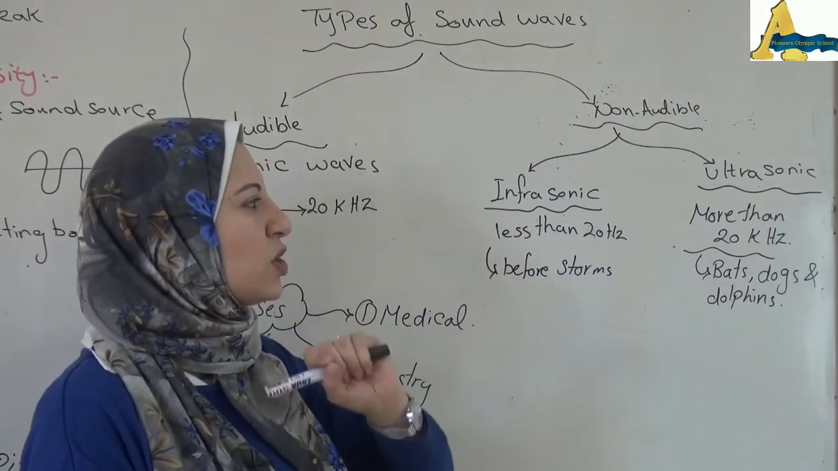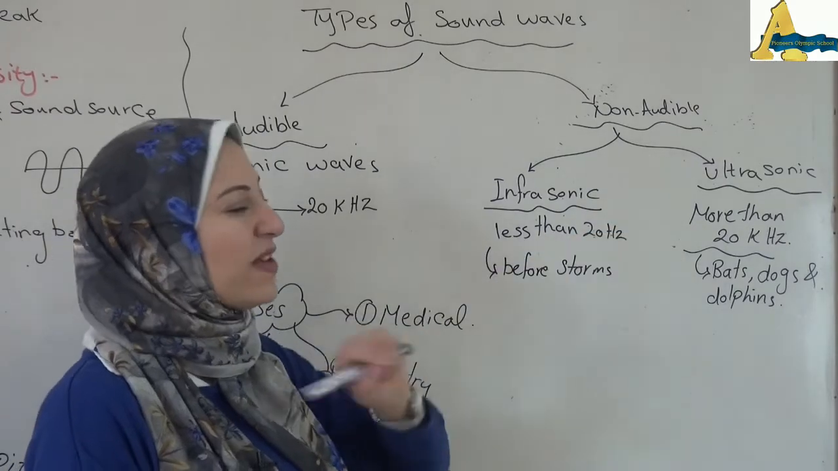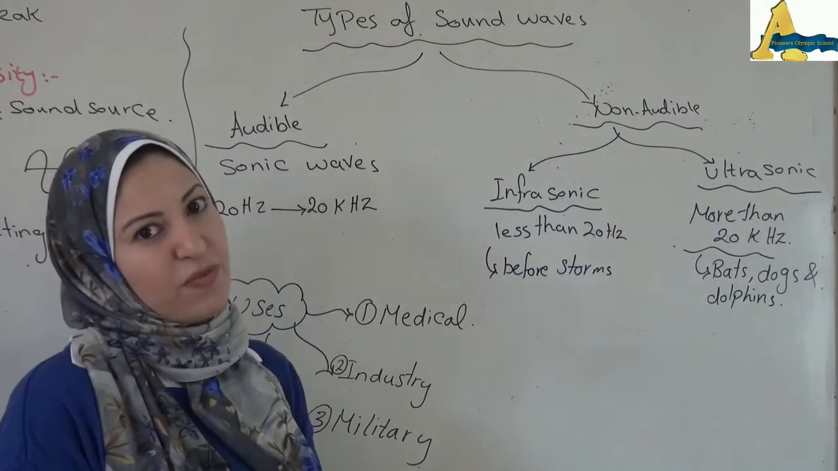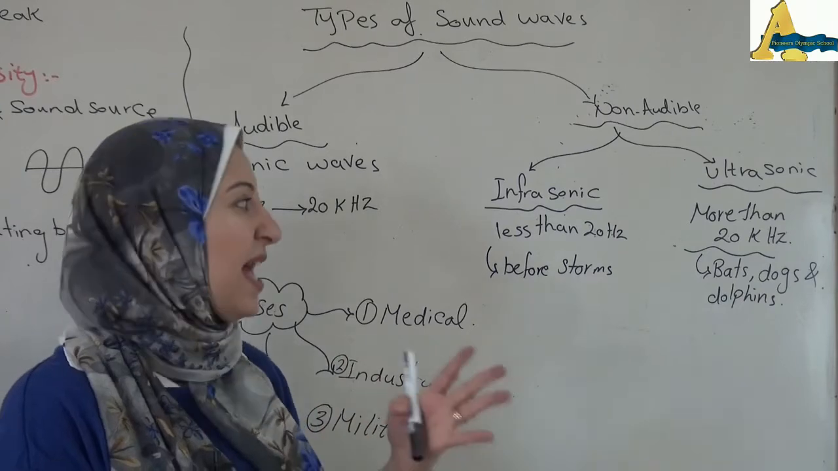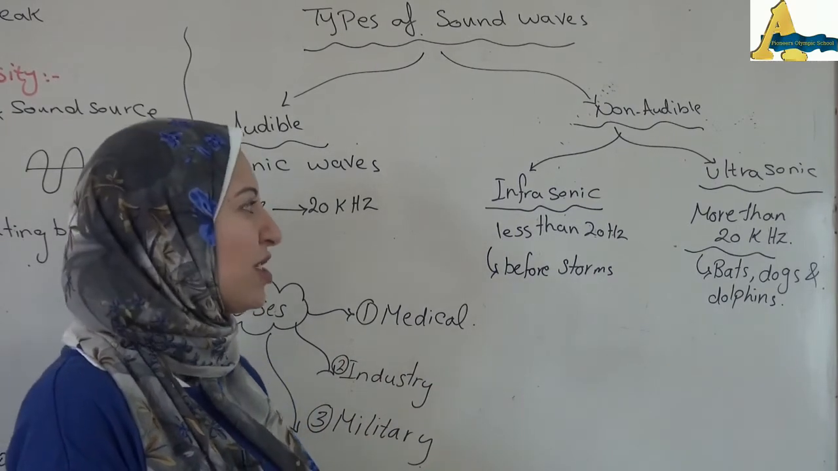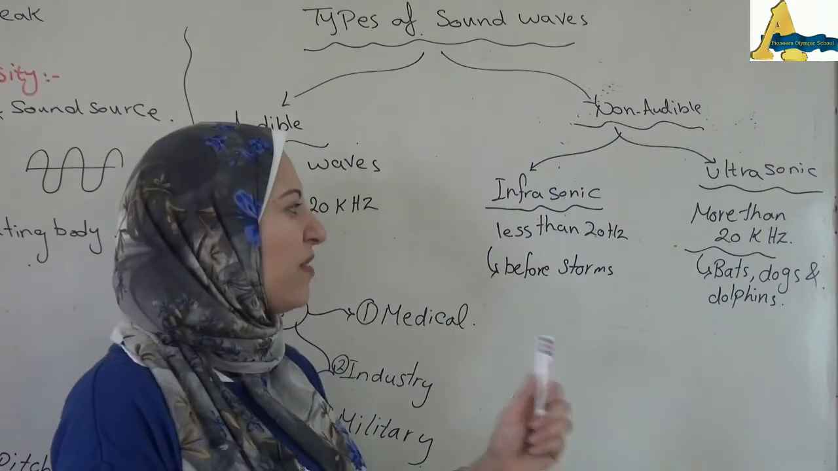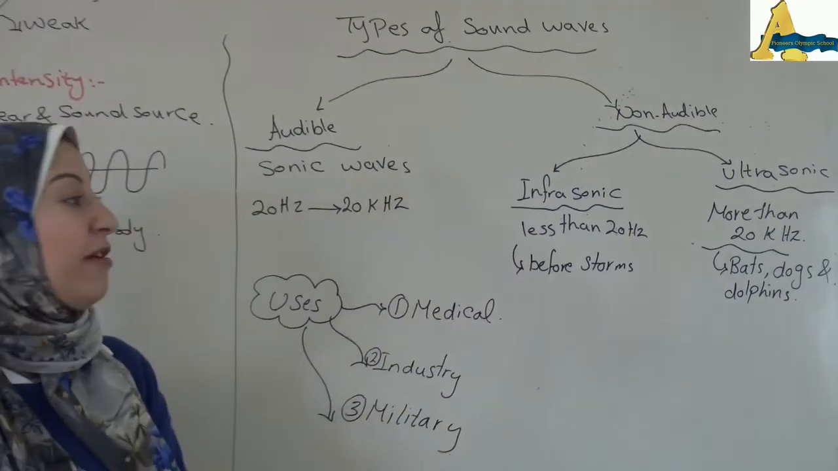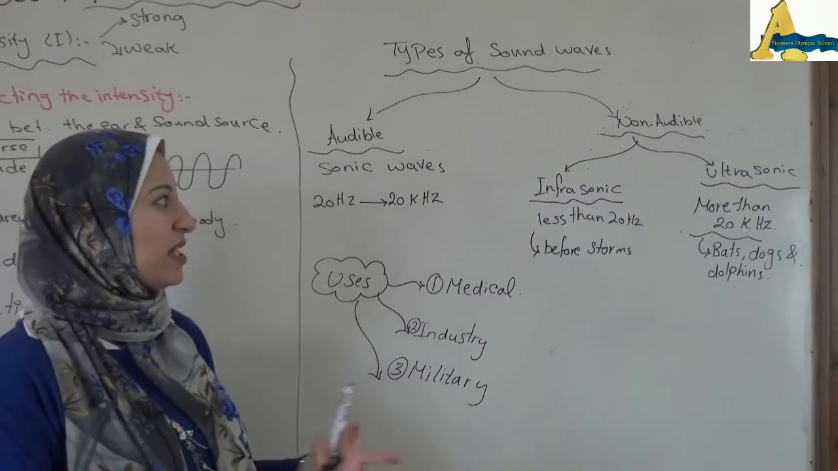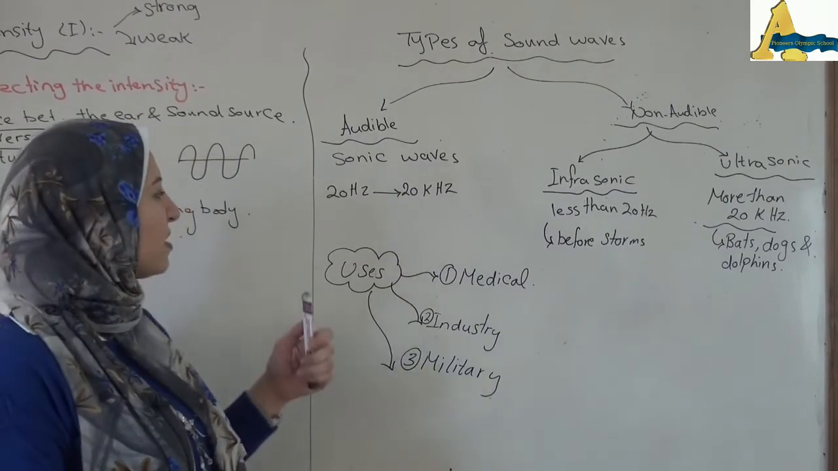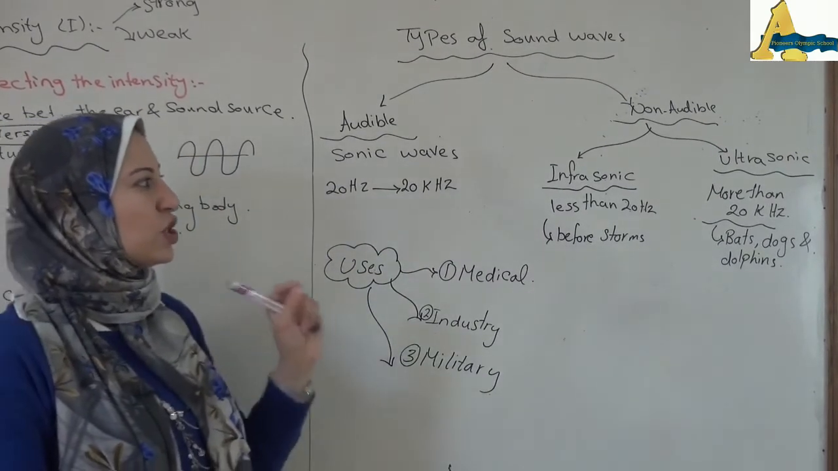Ultrasonic waves also have other uses. But I'd like just to note here, ultrasonic waves, which have a frequency higher than 20 kilohertz, cannot be heard by the human ear, but other animals can hear this ultrasonic, like bats, dogs, and dolphins. A dolphin can hear frequencies of more than 50 kilohertz, so it can hear higher sounds or ultrasonic waves. We have some useful applications for ultrasonic waves.